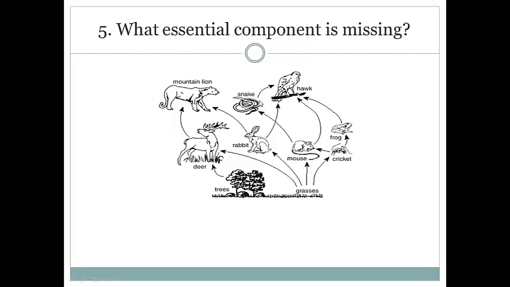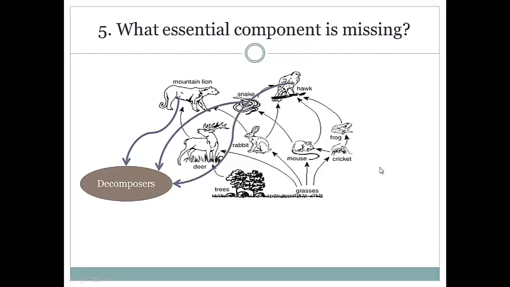The snake and the mountain lion, according to this food web, those are secondary consumers, and the hawk would be a tertiary consumer because it eats the frog, a secondary consumer. So what we're missing in this food web is an organism which can take all of these nutrients in these animals once they're dead and recycle them so that they can be reused by the producers. So we are missing decomposers.